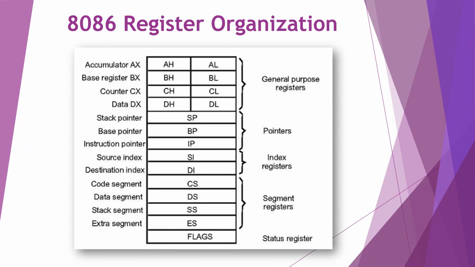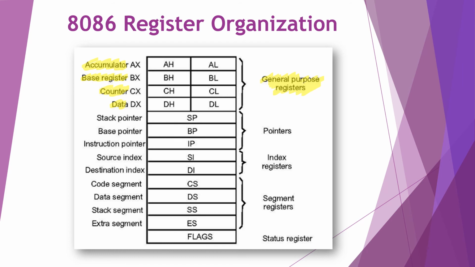So here we have the 8086 register organization. This is the picture of all the registers which are organized inside the 8086 processor. How all the registers are organized, how they are grouped together, that we will see. The very first group is the general purpose registers, normally 4 registers. We have the accumulator, then a base register, then third is a counter register, and the last one is a data register.